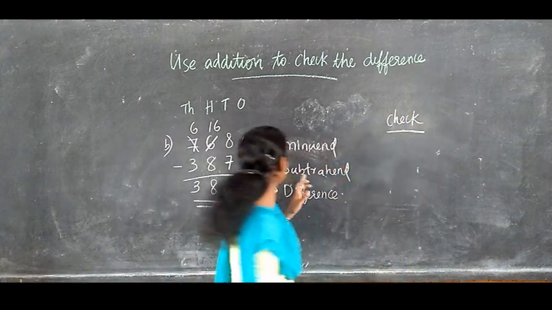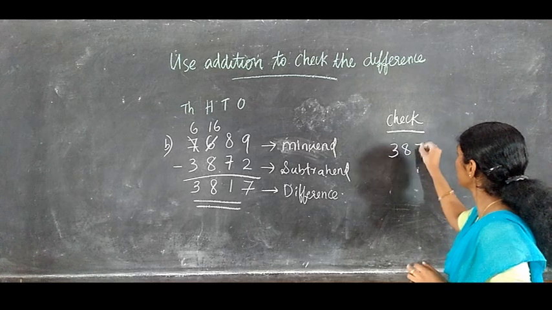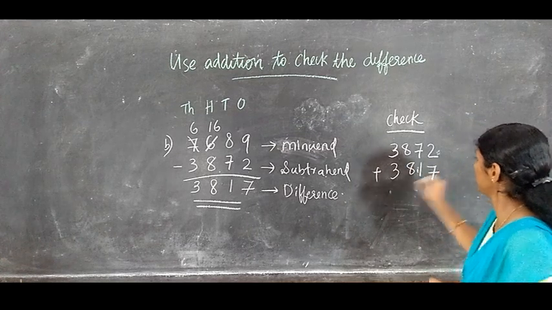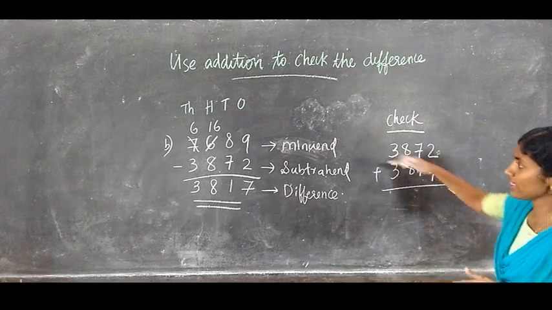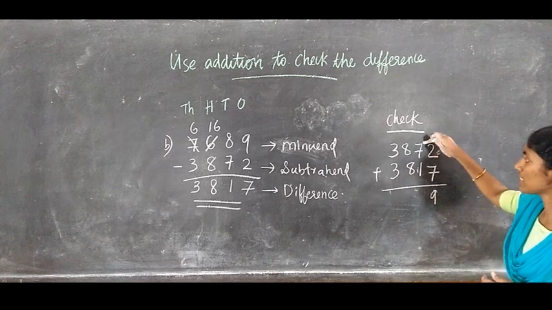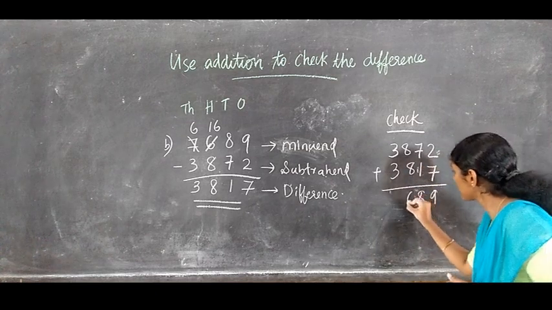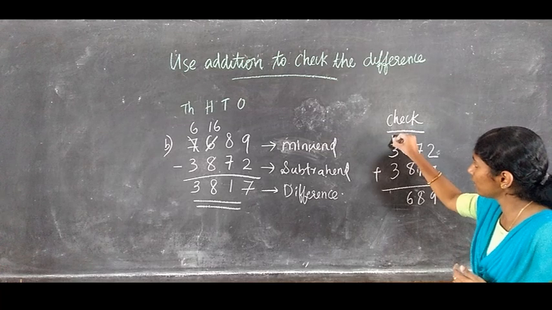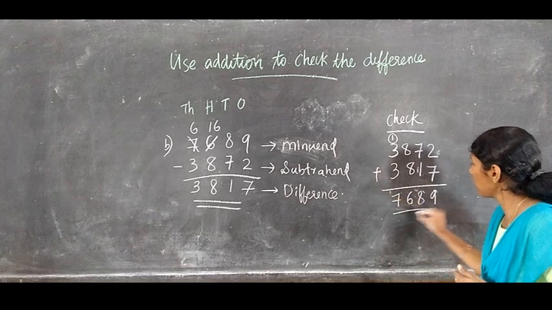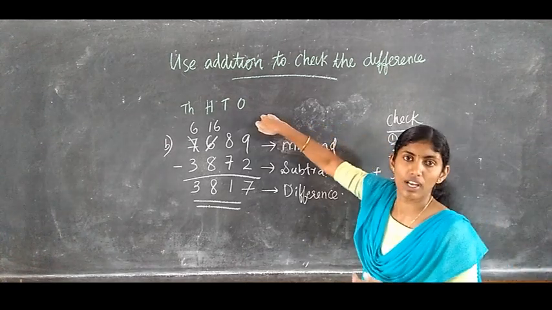how we are checking. First, add this subtrahend and difference. That means 3872 plus 3817. So we have to add this number and we have to get this minuend as the answer. Let's see. 2 plus 7, 9. 7 plus 1, 8. Then 8 plus 8, we have 16. Then 1 is carried to here. Then 3 plus 3, 6. 6 plus 1, 7. So we got here answer as 7689, which is the minuend itself. Therefore, our answer is correct.